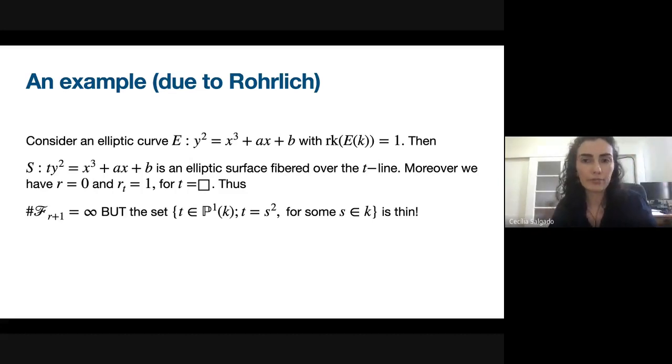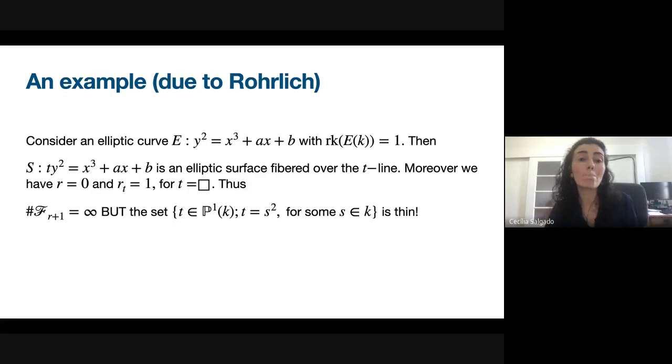Consider an elliptic curve, any elliptic curve over a number field with Mordell-Weil rank 1. I produce a surface from it, which is given by the twist by T. So T is in my line P1, and for each T, I have the twist of E lying above the point T. And the generic rank of the surface is 0. For all squares, of course, when T is a square, the Y can swallow it, and I go back to E.